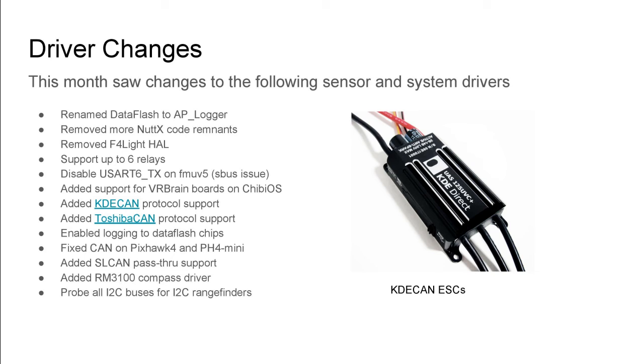Added the RM3100 compass driver, which is yet another compass. And we fixed an issue with probing of I2C buses on I2C rangefinders, where we weren't probing all the buses. In particular, we weren't probing the I2C A and B buses on the Pixhawk 4. And so fixed that up so that you can put the rangefinders on any of the I2C buses.